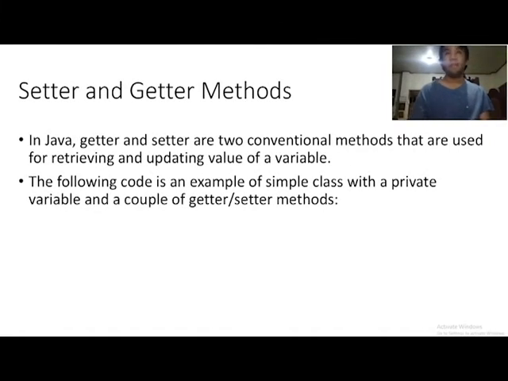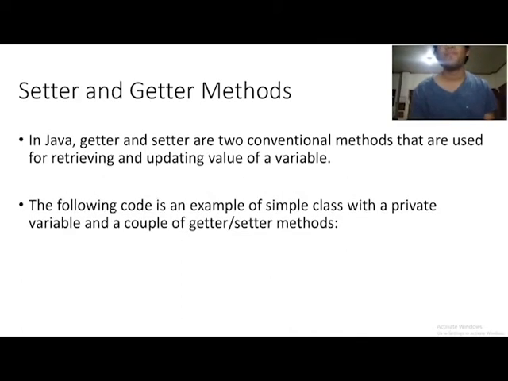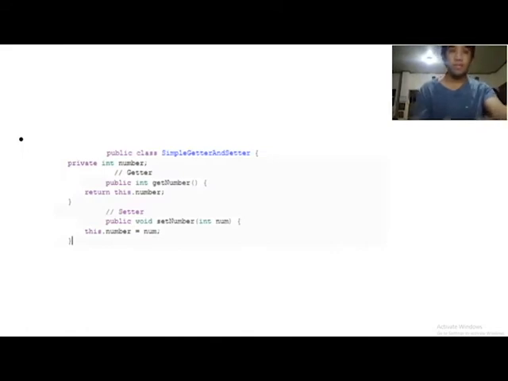And lastly, the setter and getter methods. In Java, setter and getter methods are two conventional methods that are used for retrieving and updating the value of a variable. The following code is an example of a simple class with a private variable and a couple of setter and getter methods. As we can see here, we have a public class with a simple setter and getter, and the implementation of a private variable, as you can see here, private int number.